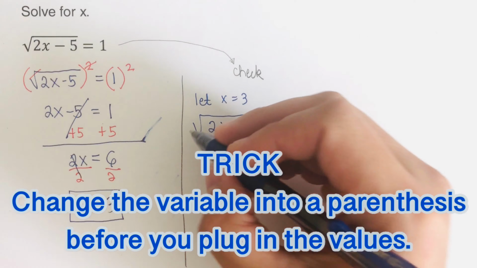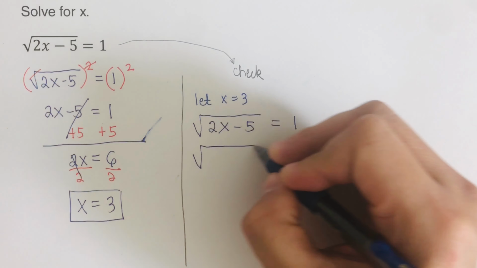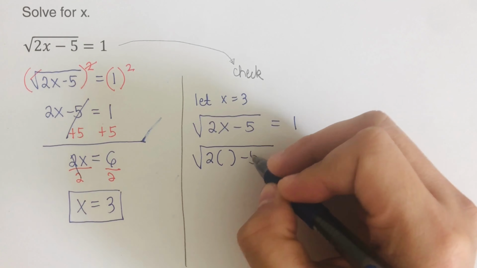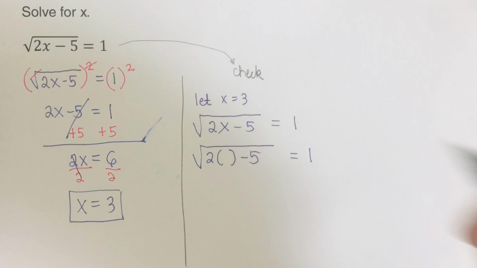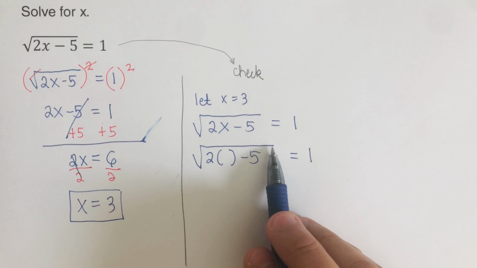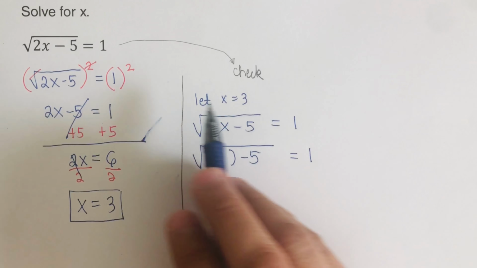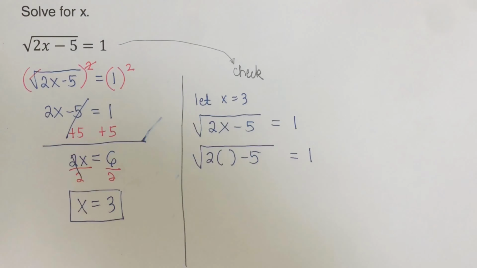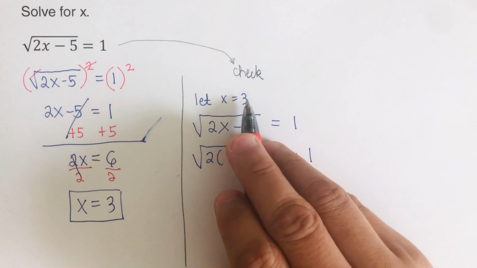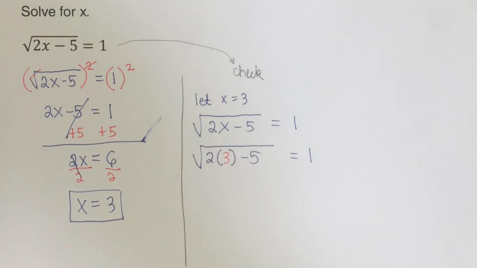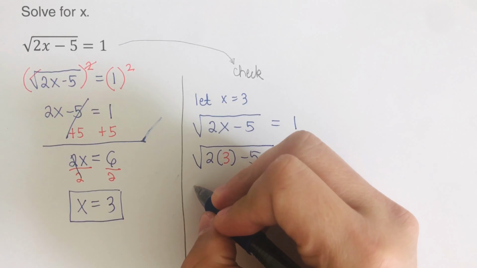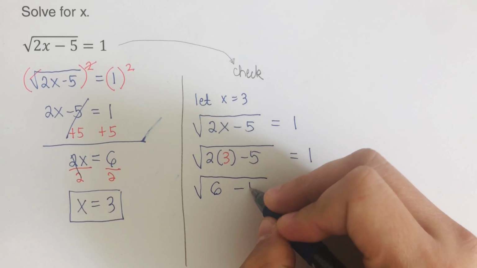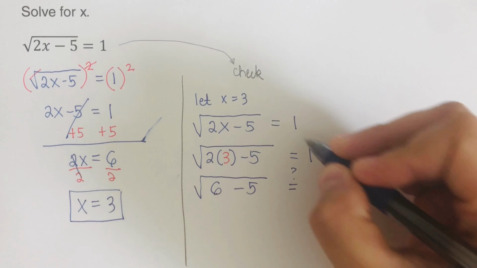In this case, I'm just going to change the x into a parentheses. So the square root of 2 parentheses minus 5 equals 1. Please be careful that the 1 should be outside of the radical or the square root symbol, as you can see right there. From here, I plug in the 3 to see if it works. So I simplify this. 2 times 3 is 6, minus 5, is that equal to 1?